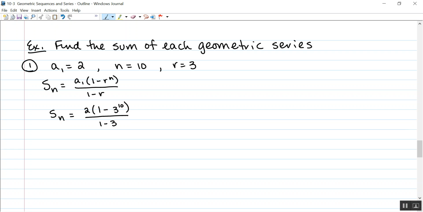Okay, now grab your calculator. That's going to give me 2 times 1 minus 3 to the 10th power, which is 59,049, divided by negative 2. And when I do that on my calculator, I get, strangely enough, 59,048. So what does that mean? That means that if I were to start with the number 2 and multiply it by 3 and do that 10 times and add up all of those numbers, it would add up to 59,048.